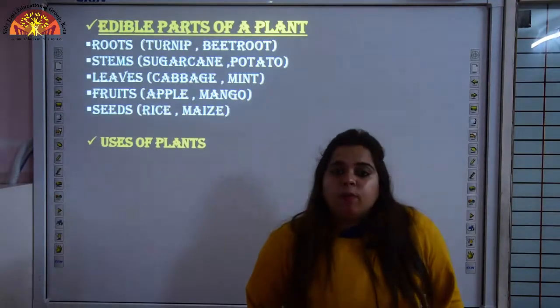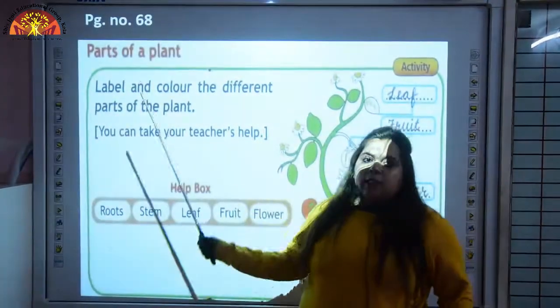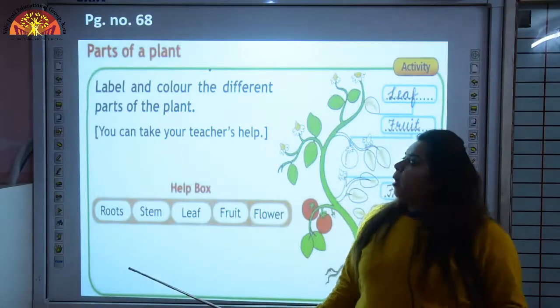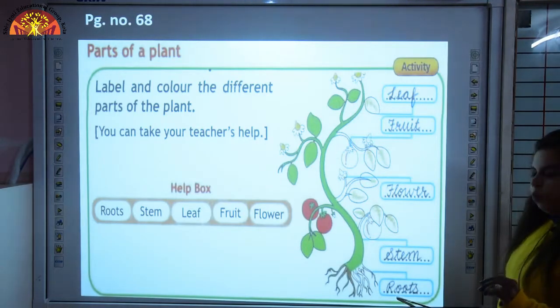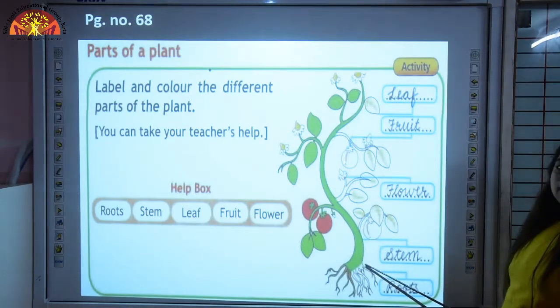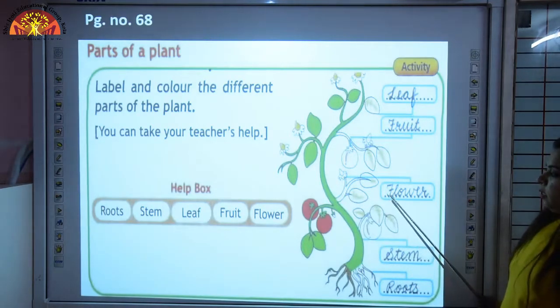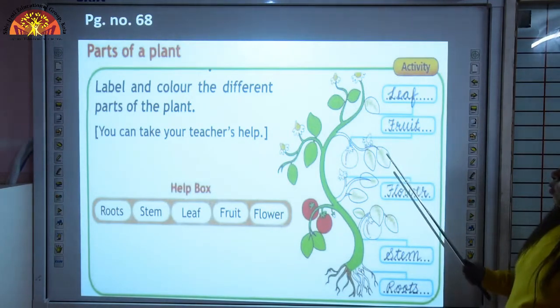Now, let us revise its bookwork. Okay, in this question we have to write the different parts of plant. Okay, what is this? These are roots. So, we will write roots over here. This green, this is stem. So, we will write stem over here. These are flowers. So, we will write flower over here.